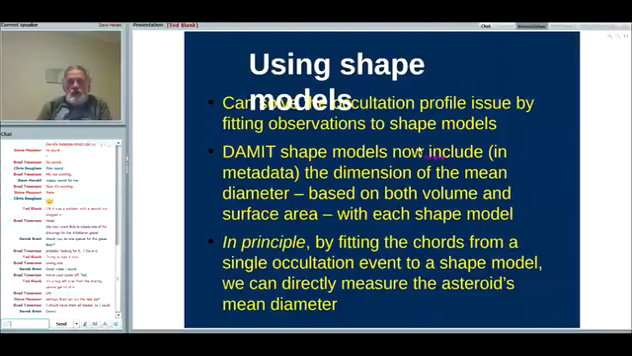The main source of shape models is the system called DAMIT, Dynamic Asteroid. I won't try to remember what DAMIT actually stands for. I've had discussions with the people behind that, and their shape models now include in the metadata, which comes down with the shape model, the dimensions of the mean diameter based on both volume and surface. And if you have more than one shape model for an asteroid, the interesting thing is that the mean diameters of those shape models, as a general proposition, are different for each displayed shape model, even though it's the same asteroid.